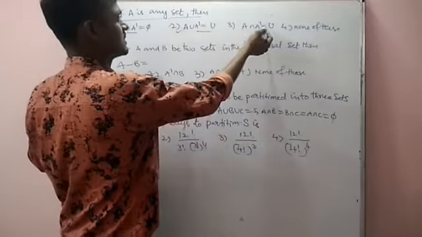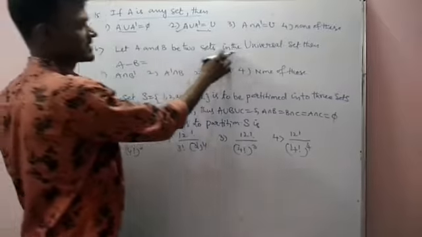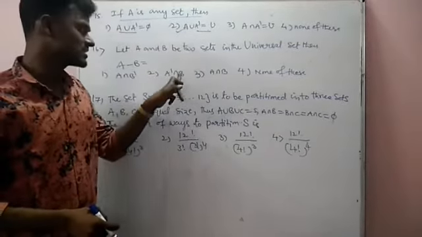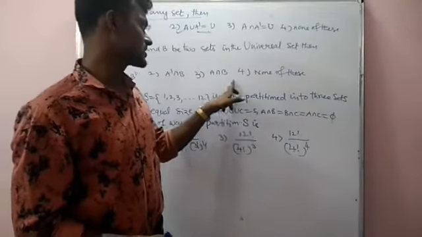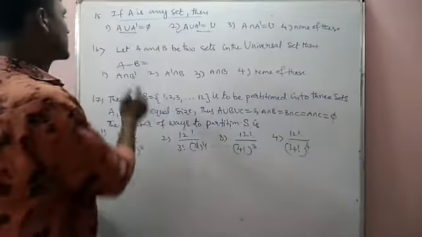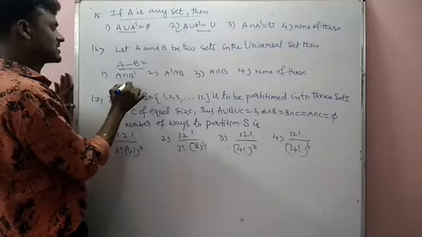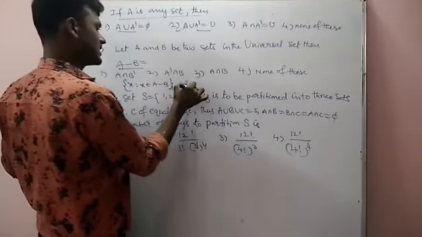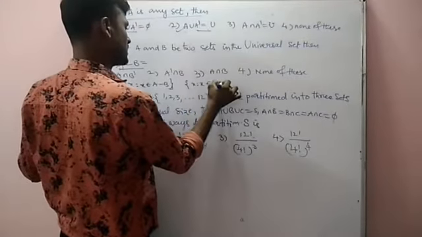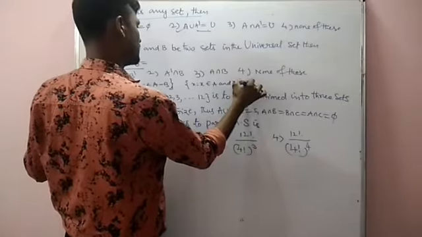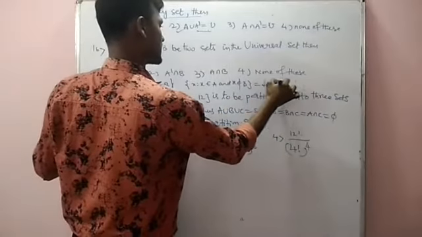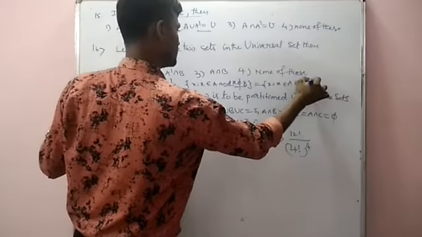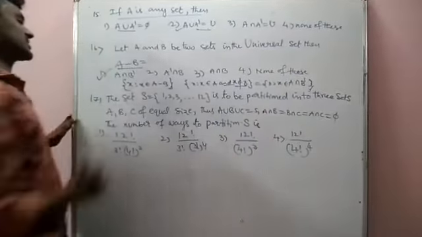Okay. Next one is the 16th one. Let A and B be two sets in the universal set. Then A minus B is: first option, A intersection B dash; second option, A dash intersection B dash; third option, A intersection B; fourth one is none of these. We can write A minus B in set builder form as X such that X belongs to A minus B. Then this is X such that X belongs to A and X does not belong to B. Rewritten again as X such that X belongs to A and, instead of does not belong to B, B complement. Then option 1 is correct.